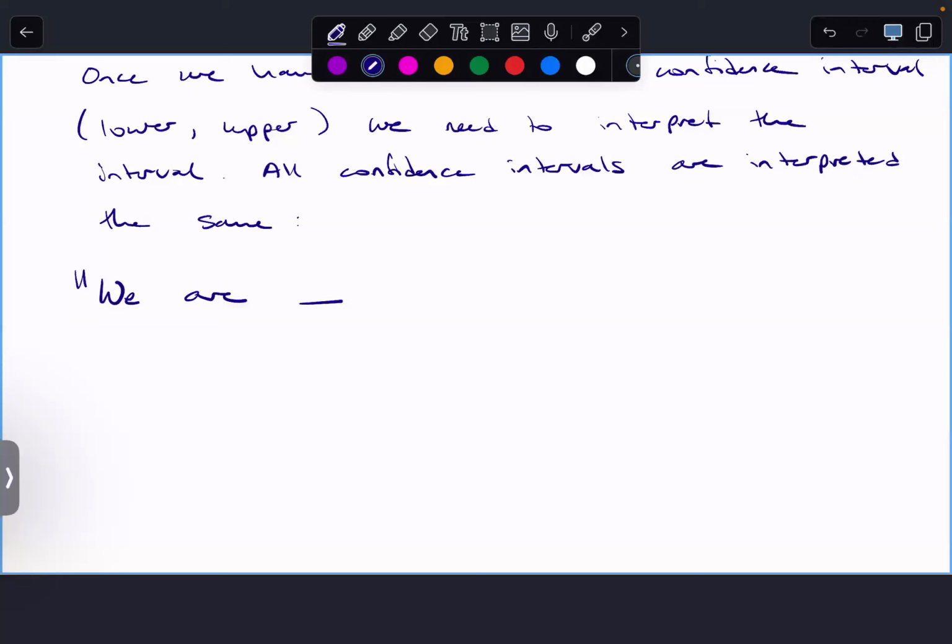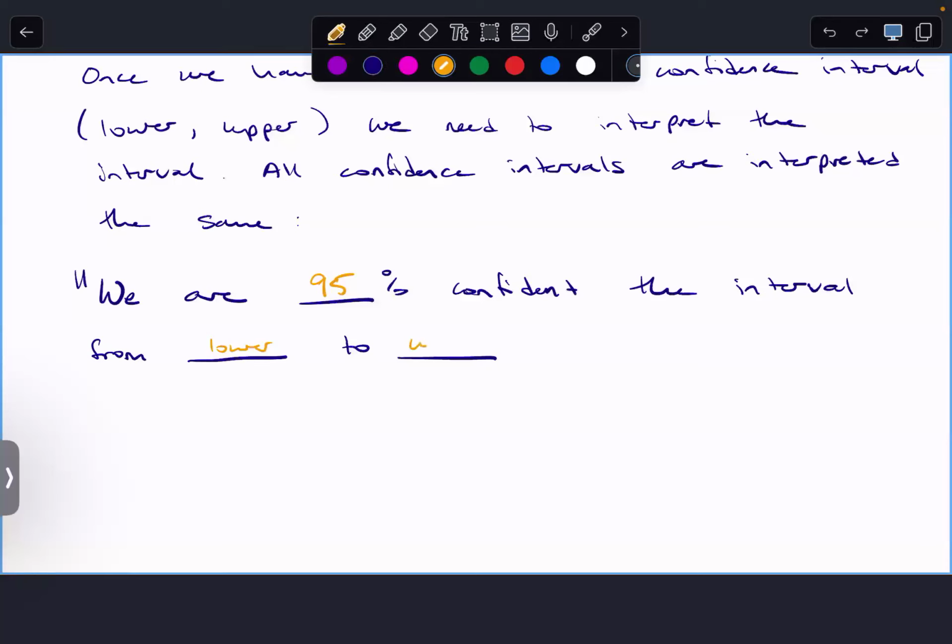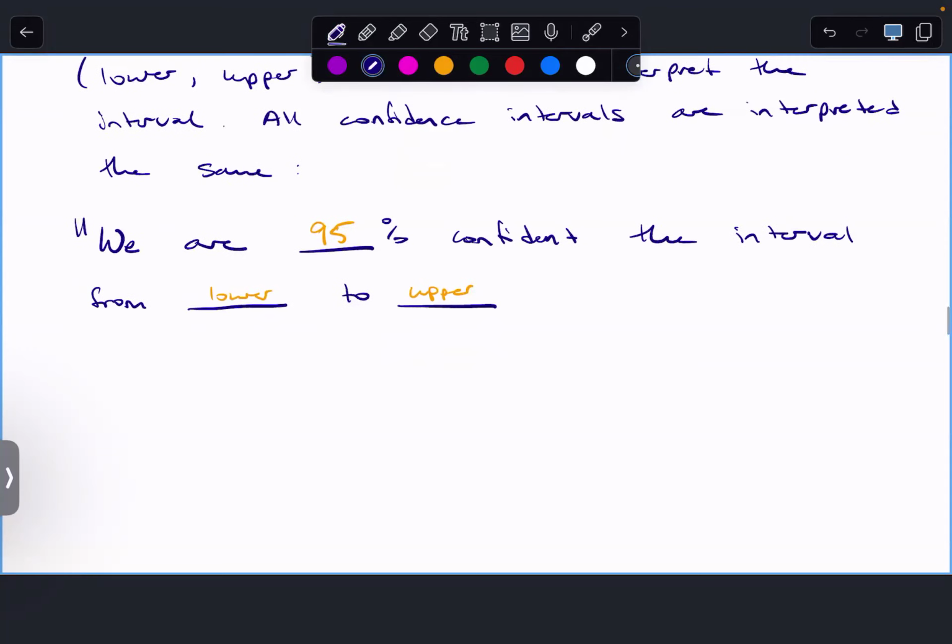we are some percentage, usually 95, so I'll use a different color here, 95% confident. The interval from blank, so from the lower bound, whatever you found that to be, to blank, which will be your upper. Don't mix those up. There is no interval from the upper bound to the lower bound, right? We're always moving left to right. From blank to blank, captures.